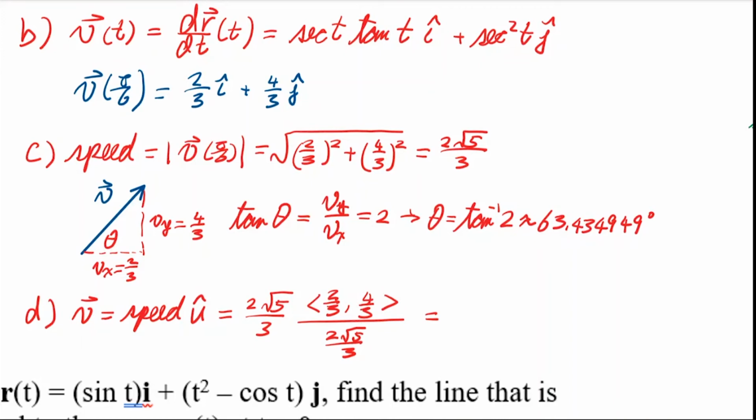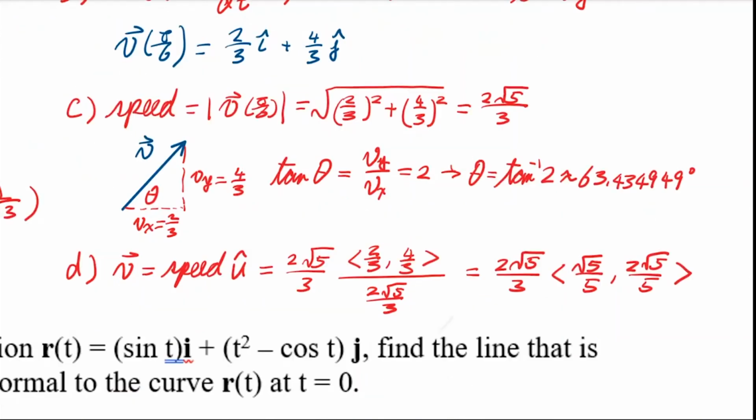Vector divided by its own magnitude. So this turns out to be 2√5/3, and this thingy is √5/5, right? This over this. And then 2√5/5. You fully get this concept now? And then you can verify if you find the magnitude of this, it'll turn out to be exactly 1. Good? Say yes. Okay, we move on.